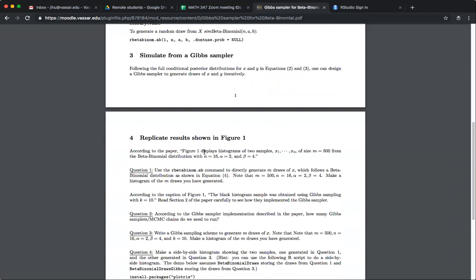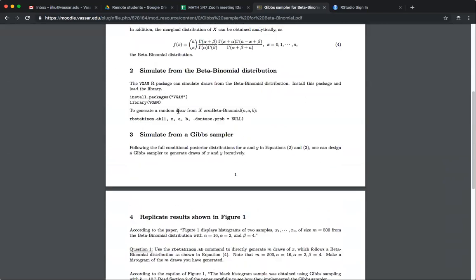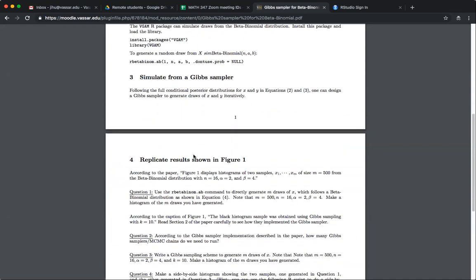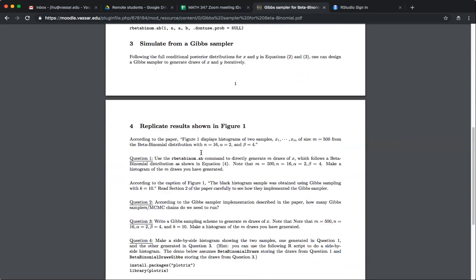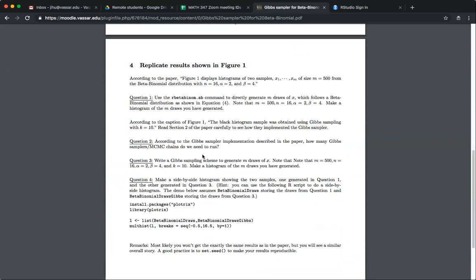In section 2, I gave you a particular package called VGAM. If you install it and load it, you're able to generate random draws of the beta binomial distribution, so you're able to generate the marginal of x. That's what section 2 is about. Section 3 is a quick summary that you should do this Gibbs sampler iteratively. You draw x given y, and then y given x, and then you save your draws in the end to do the summarization. Then section 4 lists different questions.